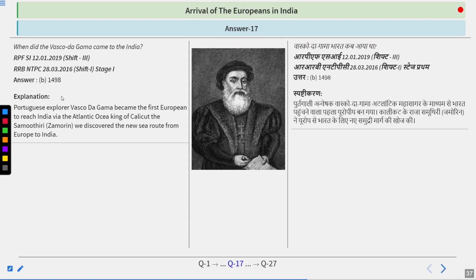The answer is 1498. So Portuguese explorer Vasco da Gama became the first European to reach India via the Atlantic Ocean. King of Calicut, the Zamorin, he discovered the new sea route from Europe to India. So basically, he sailed into the Atlantic Ocean, then he passed the Cape of Good Hope, then entered the Indian Ocean through the Mozambique Channel, and then with the help of a Gujarati trader, Ibn Majid, he came to India and reached Calicut. So remember, Vasco da Gama came to India in 1498 on 20th of May.